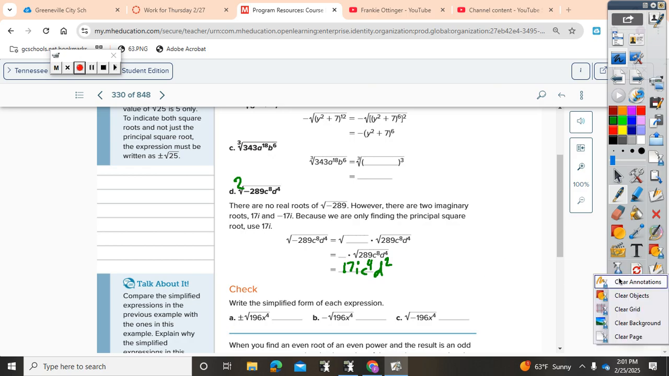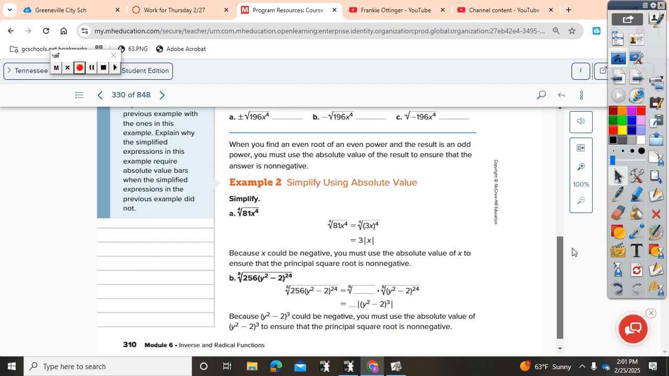When we run down to example 2, they talk about using absolute values and when you're supposed to use absolute values, and it is kind of a weird rule. But basically, when you're doing an even root of an even power and the result is odd, and all I know to do is to say that over and over and over, an even root of an even power and the result is odd. And that is in this example here, and they do have the answer, but I'll show you how to get the answer.